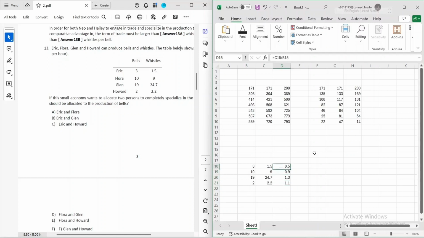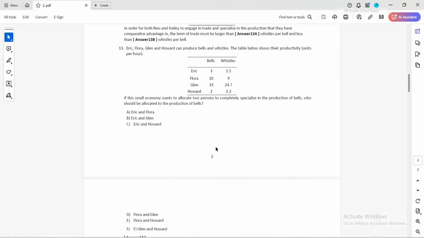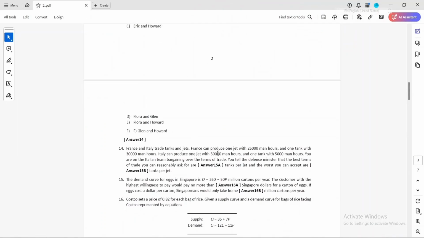So as you can see, the opportunity cost for these two people, that is Eric and Flora, are lower than the other two people, right? So in option A, you can see Eric and Flora. So option A is correct. Let's move on to the last question.